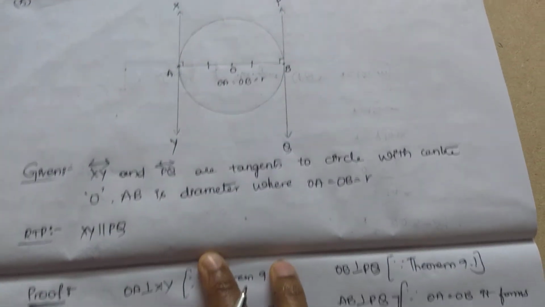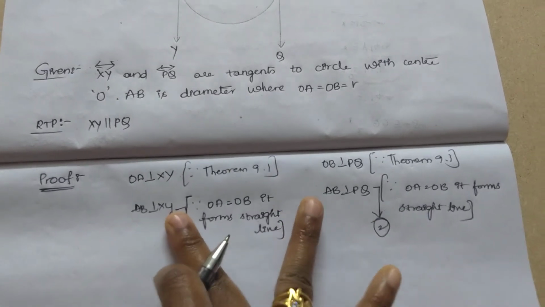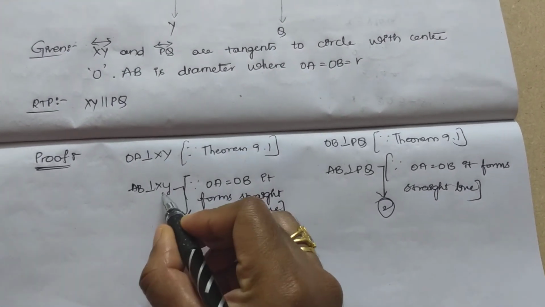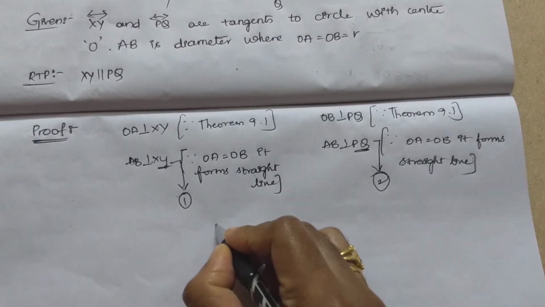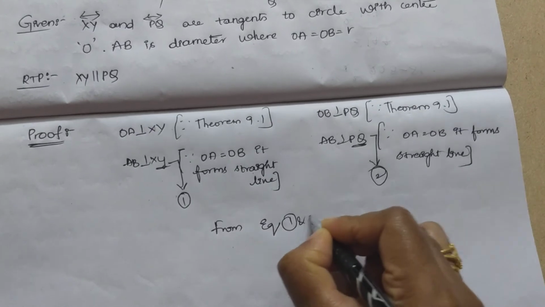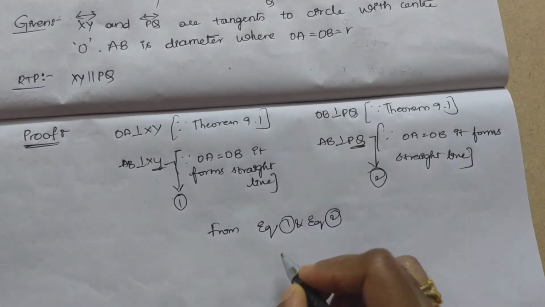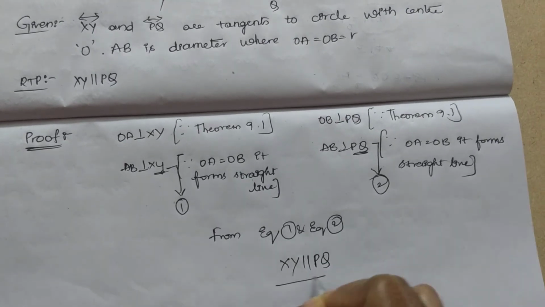So what does it mean? If a single line is perpendicular to both lines, what does that mean? These two lines are parallel to each other. Correct? So from equation 1 and equation 2, XY is parallel to PQ.